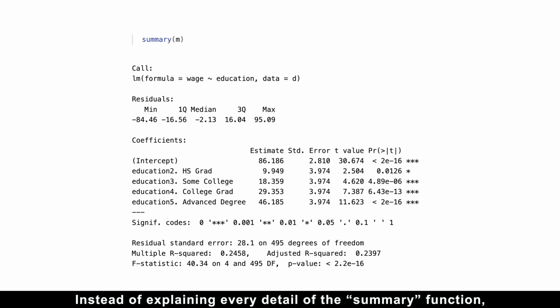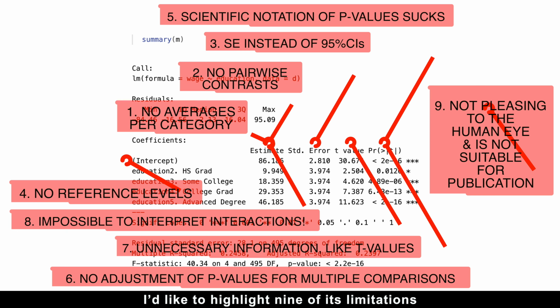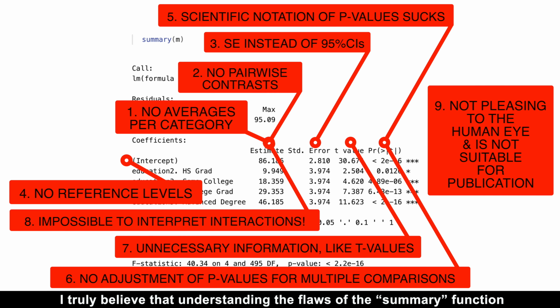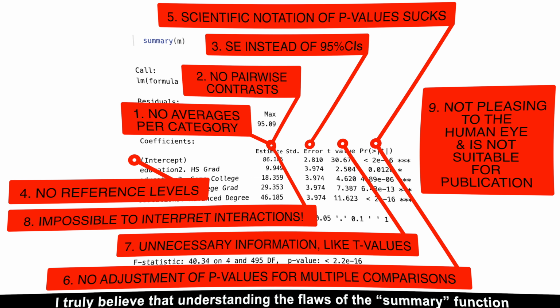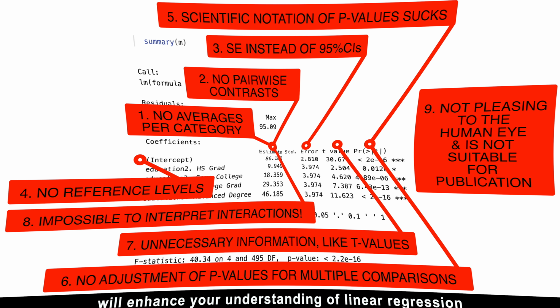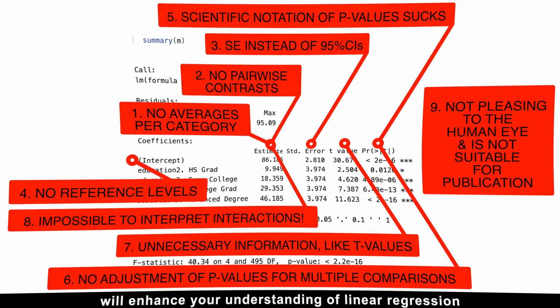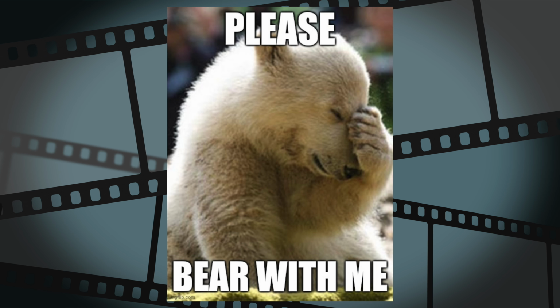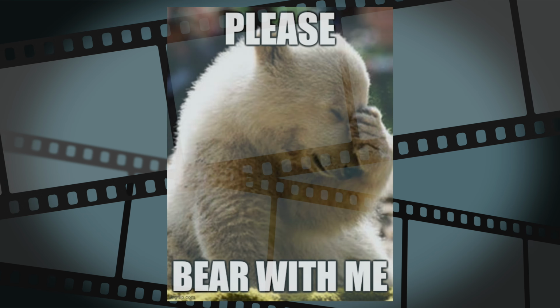Instead of explaining every detail of this summary function, which has already been done in numerous videos, I'd like to highlight 9 of its limitations and demonstrate how to overcome them. I truly believe that understanding the flaws of the summary function will enhance your understanding of linear regression way beyond simply interpreting the summary output. So please bear with me if the video becomes a little longer.